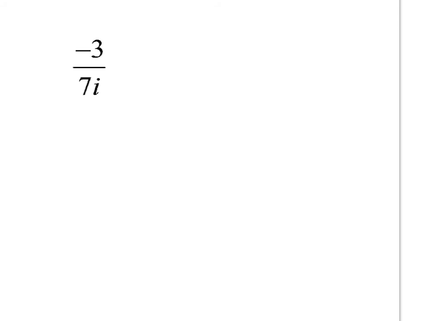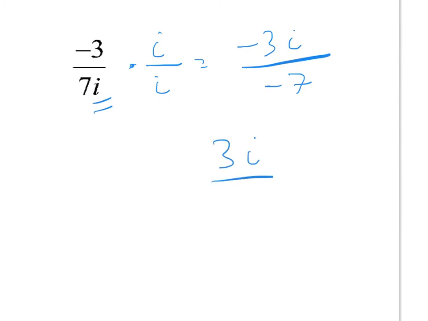When we have an i in the denominator of a fraction, an i is in essence a radical, so we need to rationalize. We're going to do what we did before with radicals. We're going to multiply both top and bottom by i. Up top now I have negative 3i over 7i squared, which is negative 7, because i squared is negative 1. My negatives are going to cancel, and I have 3i over 7.